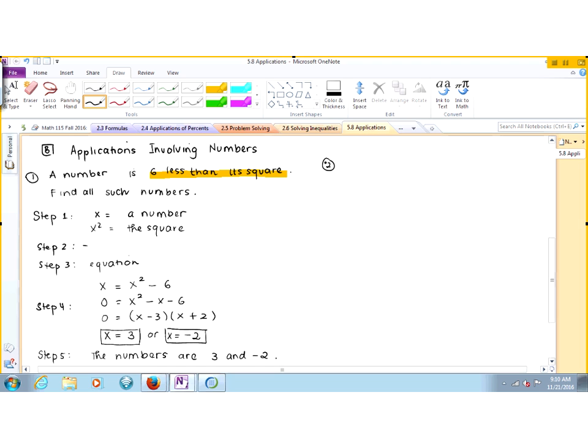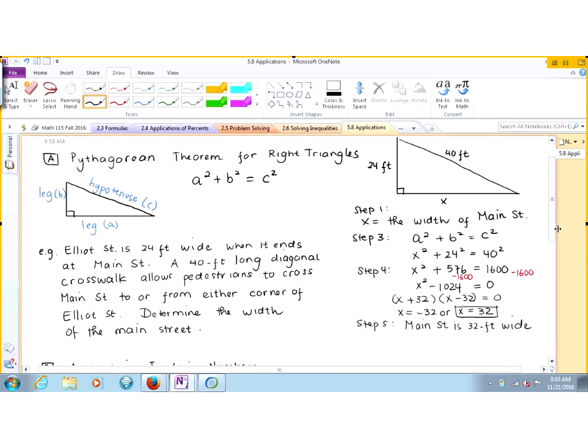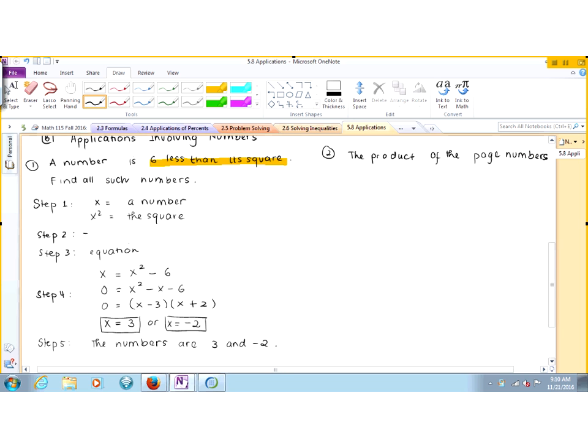This is page numbers. So the product of the page numbers on 2 facing pages is 420. Find the page numbers.